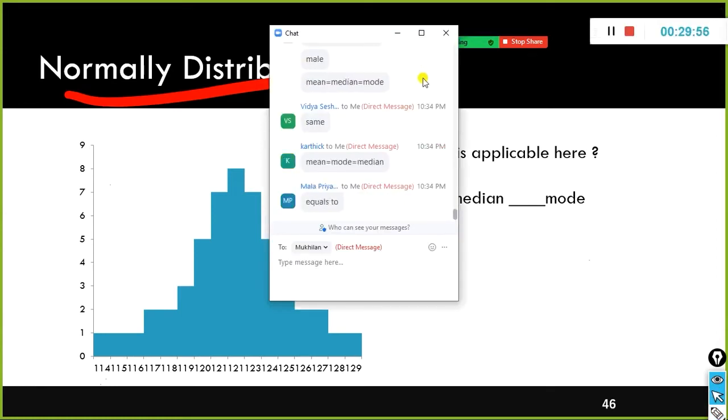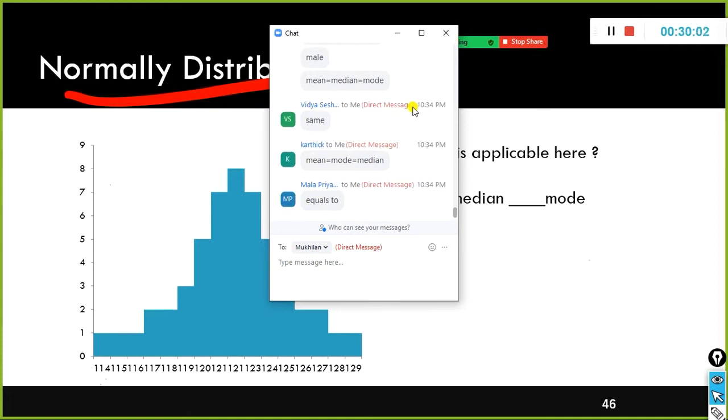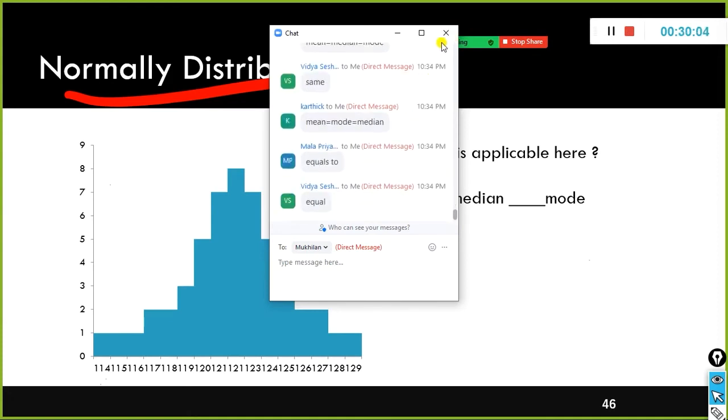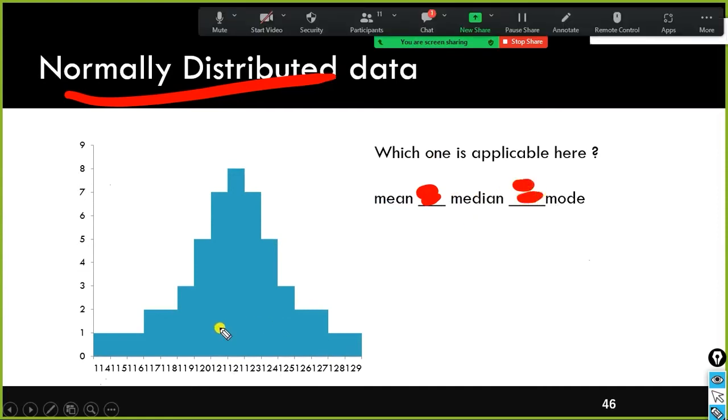Vidya says mean is equal to mode is equal to median. All of them are the same. Mala says equals. All of them are the same, right? Mean, median, mode, all these values are equal. You need to specify the equal sign here. Okay, this is the equal sign.